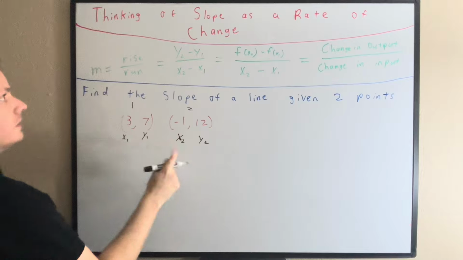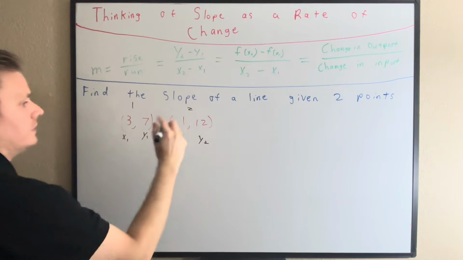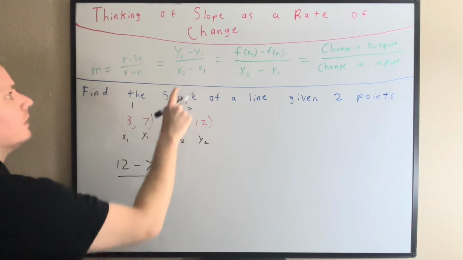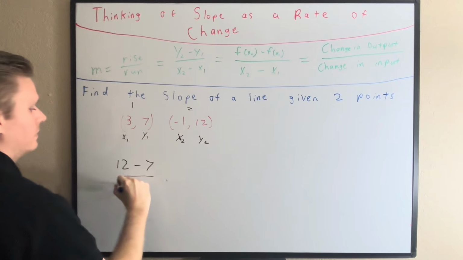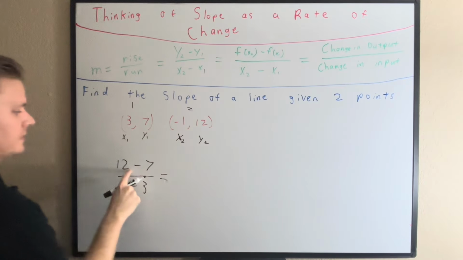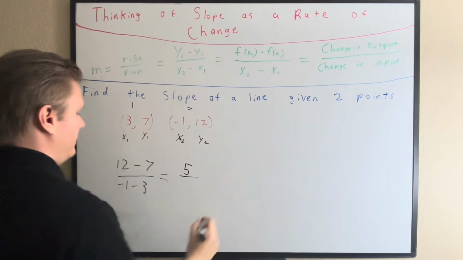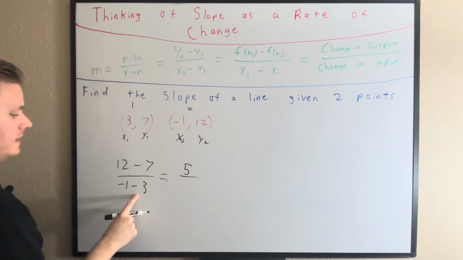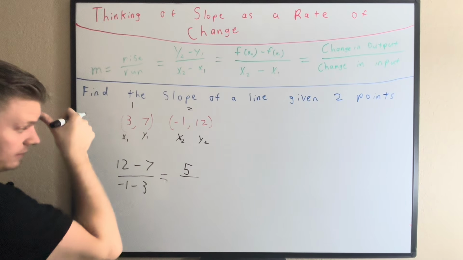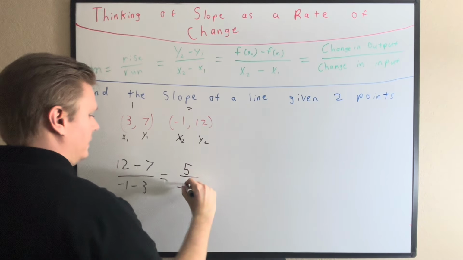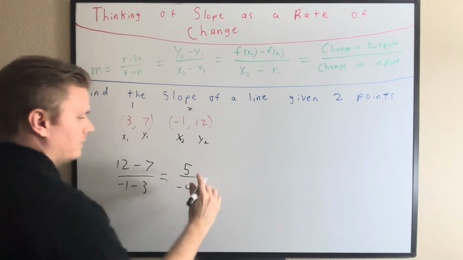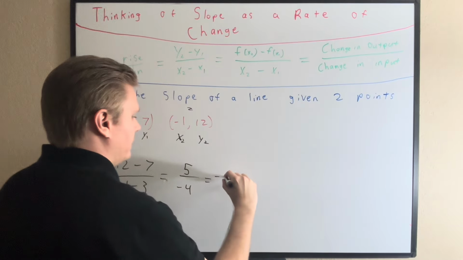All right, so we take y2 minus y1 over x2 minus x1, right? 12 minus 7 is 5. Negative 1 minus 3. It's always the difference, right? Negative 1 minus 3 is negative 4, right? So we're starting at negative 1 and we're going down another 3. So 5 over negative 4, or negative 5/4, is our answer.